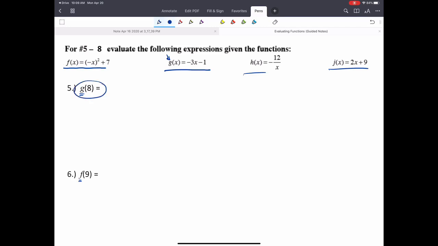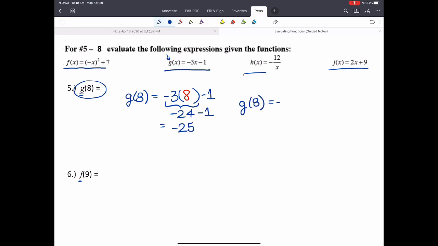So for this particular one, we're going to insert the 8 into the g function. So when we find the g of 8, we're going to put in negative 3 times x minus 1, and in place of x, we're going to put 8. So negative 3 times 8 is negative 24. Negative 24 minus 1 is negative 25. So the g of 8 is going to be negative 25.